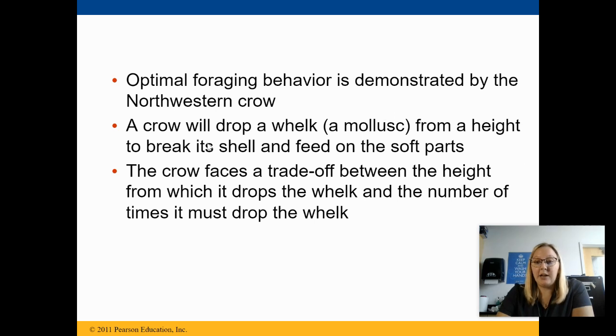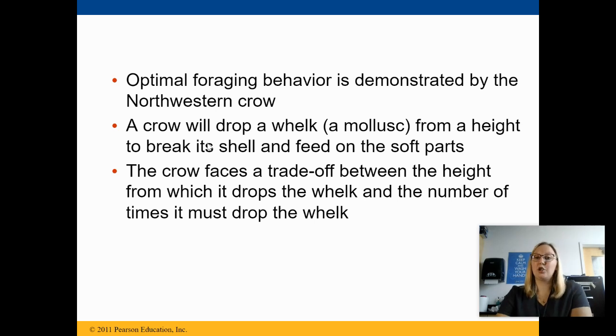This example is actually going to be on your test. So I would recommend you guys kind of go over this example a few times. So optimal foraging behavior is demonstrated by the northwestern crow. This crow is able to drop a whelk or a mollusk from a height to break its shell open and then feed on the soft parts of the inside.